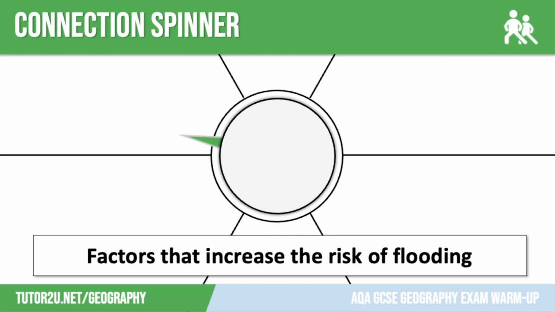You're going to see 6 human and physical factors that increase the risk of flooding. We're going to spin the spinner and whatever it lands on, we need to be able to explain how that factor increases the risk of flooding. So let's have a look at our first one.